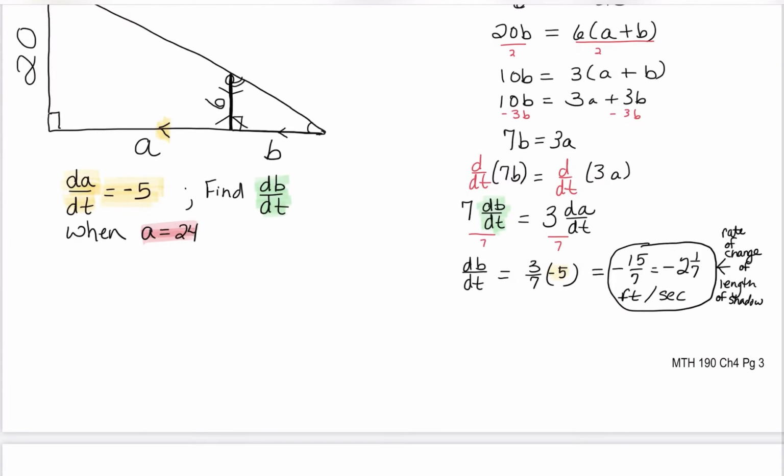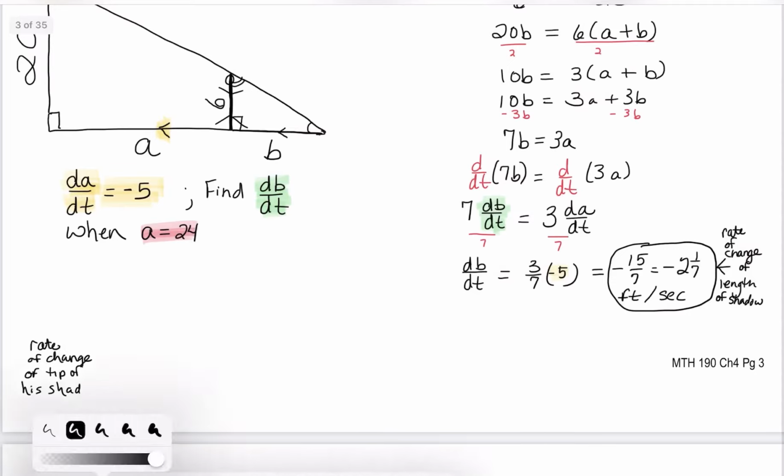Now, how fast the tip of his shadow is moving. So now the second question is about the rate of change of the tip of his shadow. So, just a second here. So the tip of his shadow. So before we get into that, I also want to point out one other thing here.